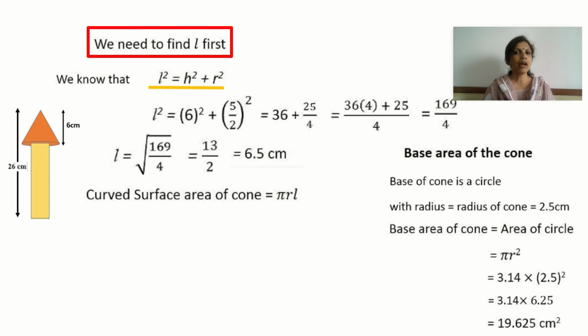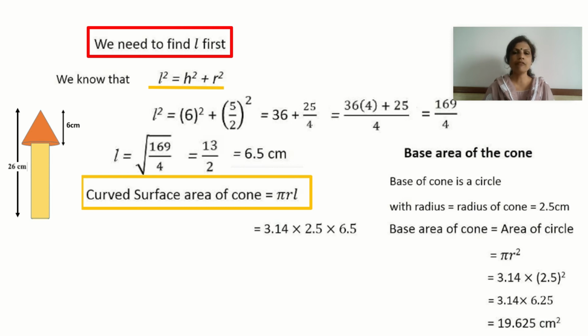Let's substitute the values into the formula. Curved surface area of cone is pi r L. Substituting the values of pi, r and L, we will have 3.14 into 2.5 into 6.5, and you have a huge calculation to do here. After the calculation, the value is 51.025 centimeter square. That is the curved surface area of the cone.